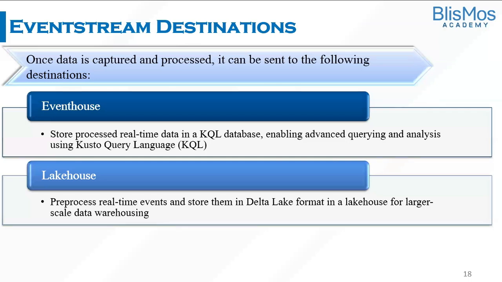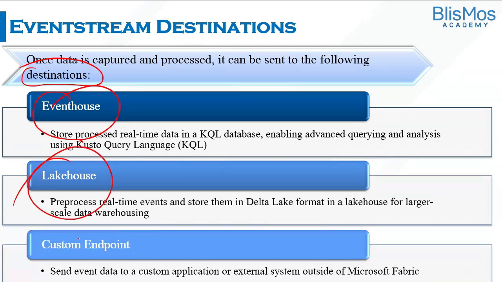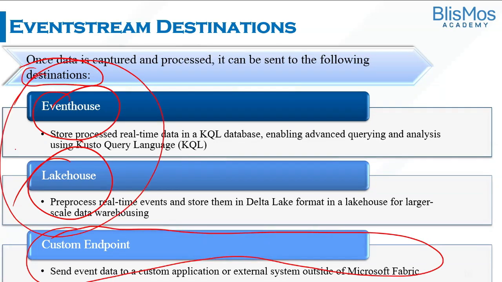Once the data is captured and processed, it can be sent to the destinations. Destination can be static. Remember that. You guys are getting it, right, Parveen? Yes, sir. So once the data is processed, it can be sent to the event house. It can be sent to the lake house. It can be sent to a custom endpoint. A custom endpoint is not necessarily a destination within Microsoft. We can make a custom application where this analytic data is needed, and it can be sent there.